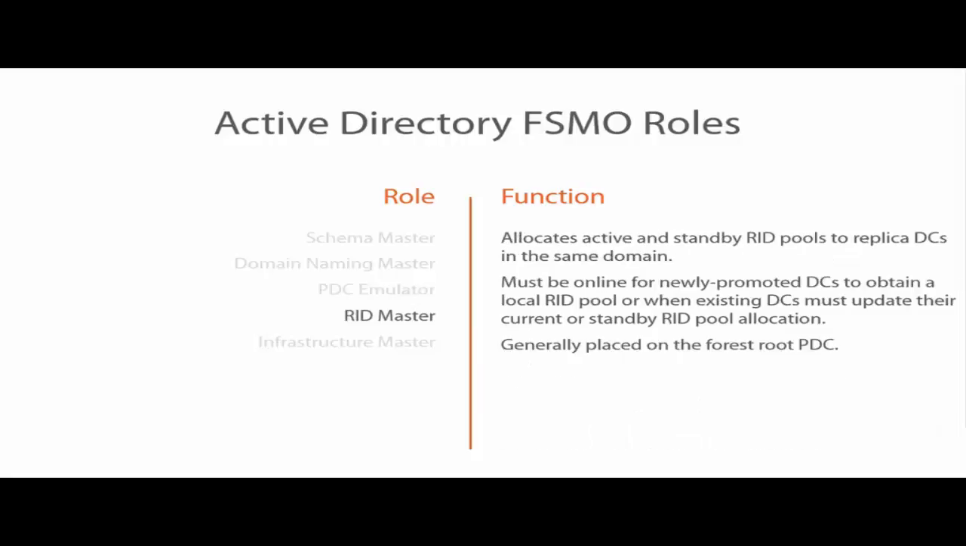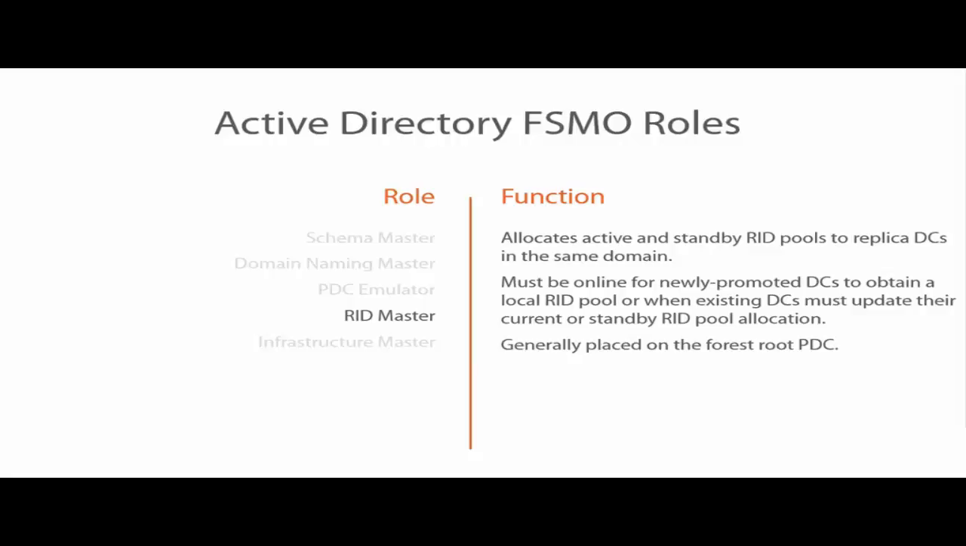Now, the fourth of these is the RID master, and it's the job of the RID master to create what are called relative IDs for the different objects that require permissions or whatnot to be associated with them. A RID is a string of characters that is used to uniquely identify an object in a domain. The SID, which you're probably more familiar with, is simply the RID plus an additional series of characters that is its domain identifier. So SID equals RID plus domain ID.